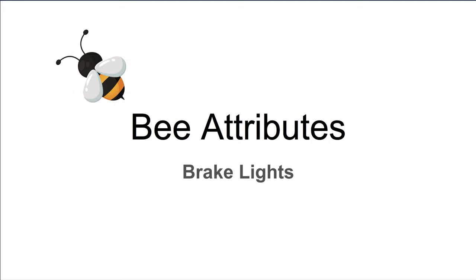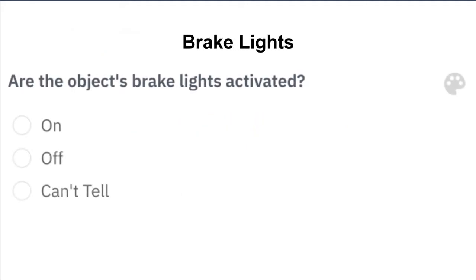Today we're going to talk about brake lights. Brake lights is the attribute that asks, are the object's brake lights activated? And the choices to choose from are on, off, or can't tell.